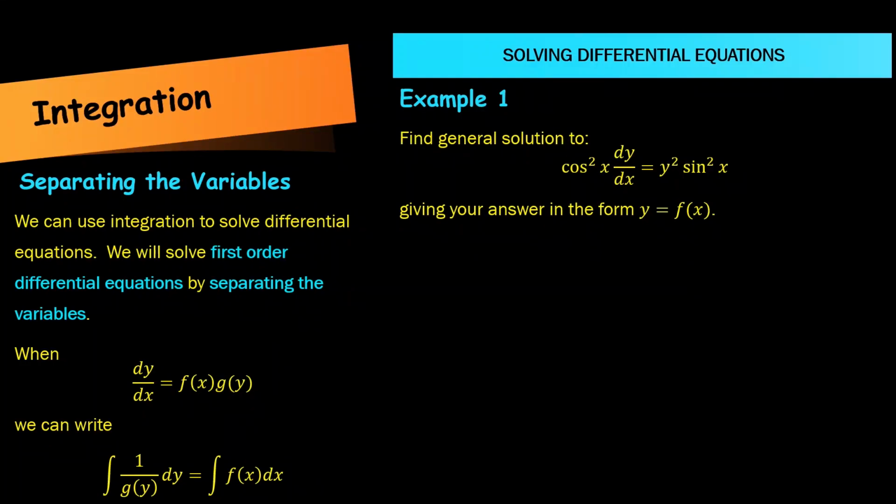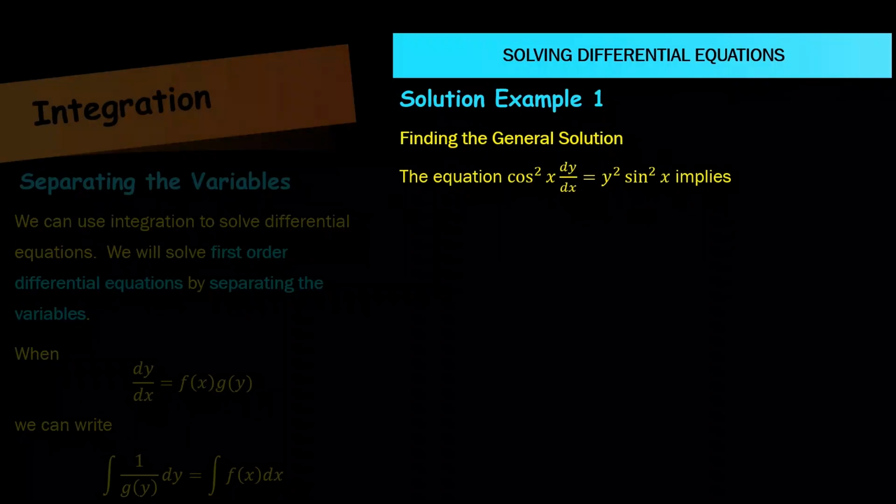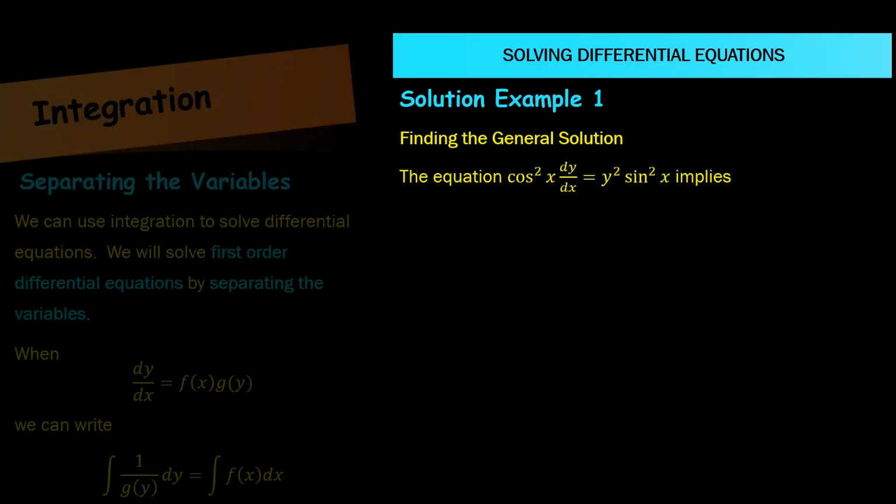Let's take a look at an example of how to find the general solution. We're going to try and find the general solution to cos squared x dy dx equals y squared times sine squared x, and we're required to give our answer in the form y equals f of x. So let's solve this. Here's our equation again. Let's rearrange this. If we divide through by cos squared x, we can write this as dy dx equals y squared times tan squared x.